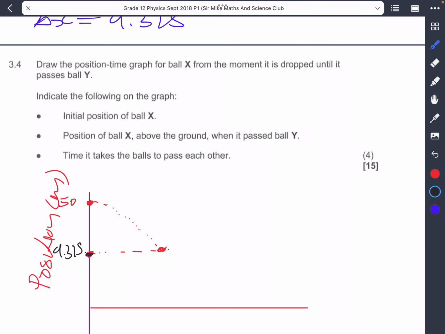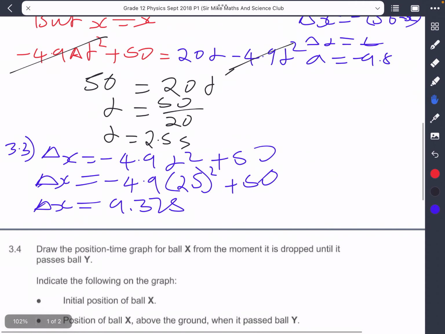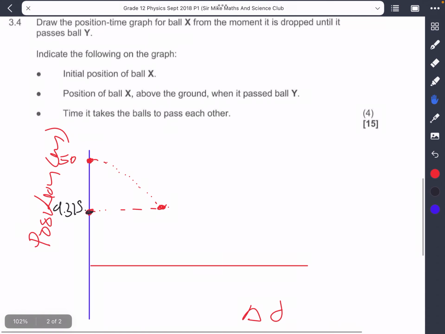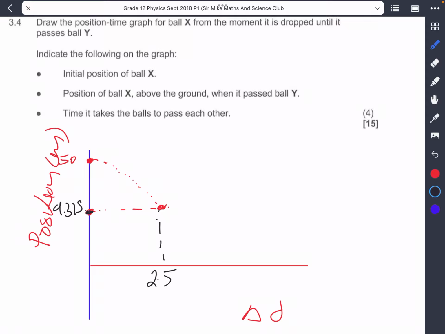Now the time when they passed each other, let me scroll up again, was 2.5. So time there would simply be equal to 2.5. So this would be time. Now remember that time is measured in seconds.